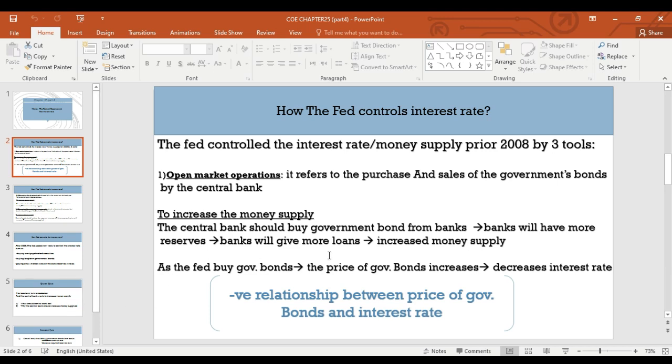And here we have another link between the government bonds and the interest rate. As the Fed buys government bonds, the price of government bonds will increase, and this will decrease the interest rate. So there's a negative relationship between the price of government bonds and the interest rate.